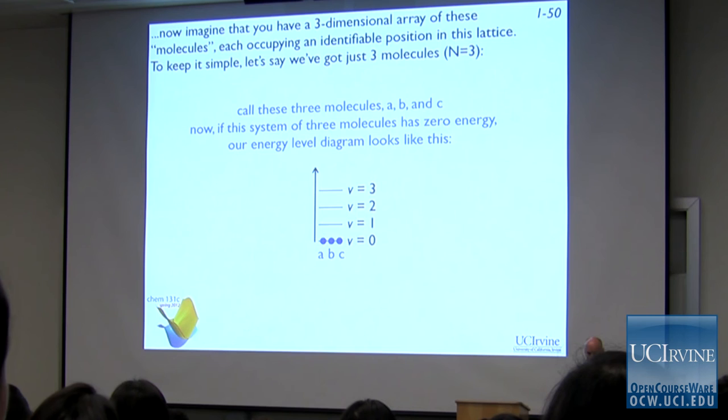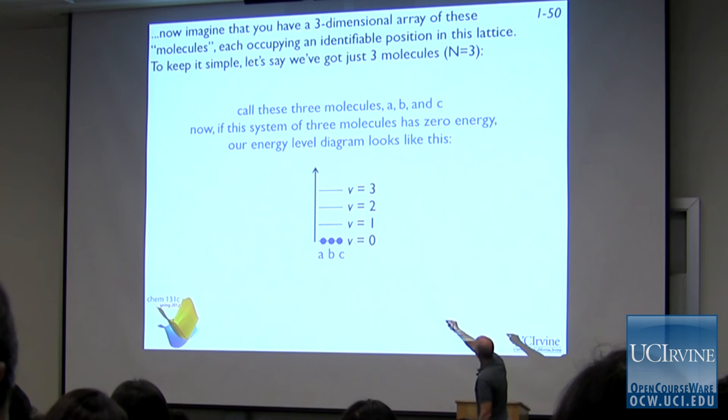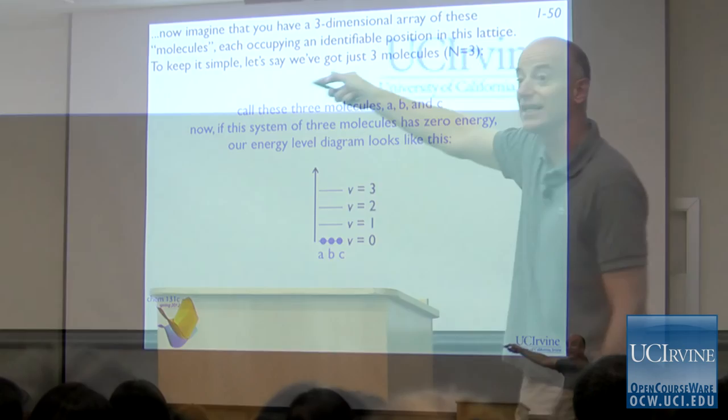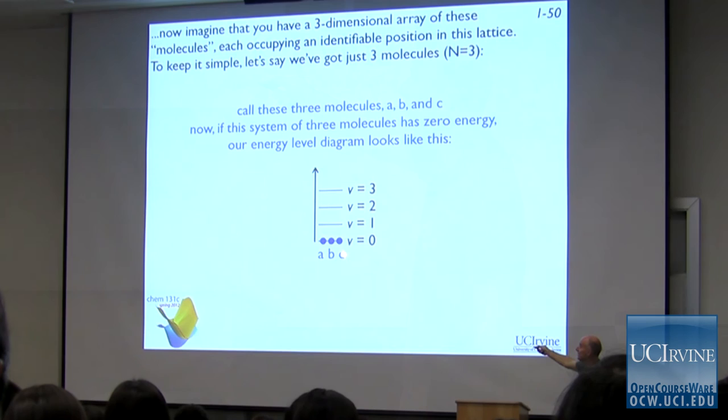Okay, so now if this system of three molecules has zero energy, our energy level diagram looks like this. If it has zero energy, then all three of these guys have to be zero. And right, we're neglecting now the zero point energy. All right, let's just call V equals zero the zero for energy in this system. All right, everyone agree? That's the only molecular configuration that's going to add up to zero energy for molecules A, B, and C. There's no way for any of these other energy levels to be occupied, otherwise the system will not have zero energy.